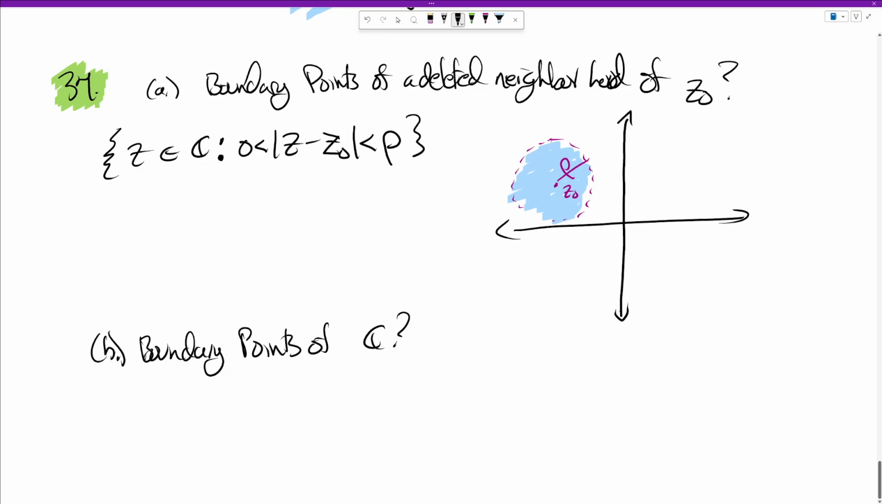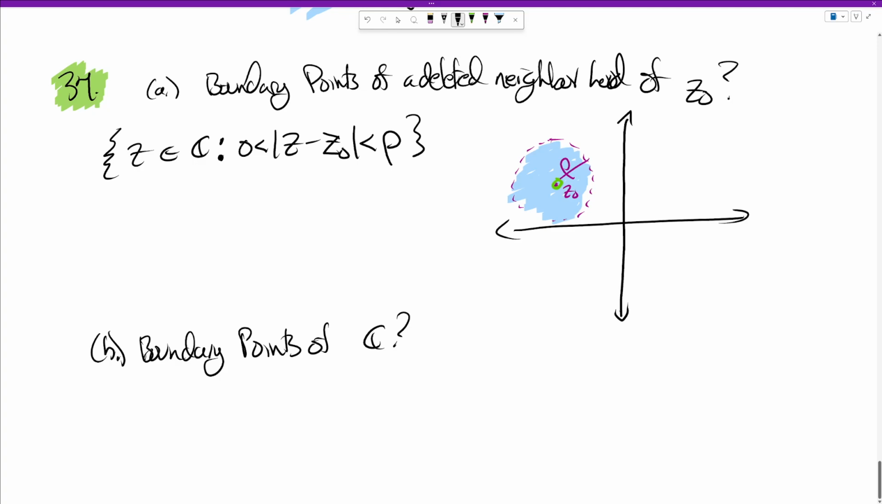How can you get rid of the center? Well, you force z to be not equal to z naught. I had you show in class that the modulus of a complex number is 0 if and only if that number is 0. So z is equal to z naught if and only if the modulus is 0. By forcing this inequality, that the modulus of z minus z naught is positive, it has the effect of creating a hole in the middle. So there's a hole here.